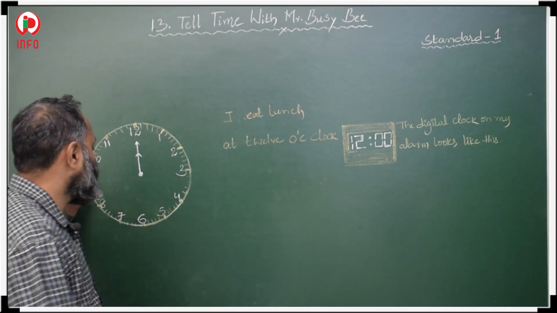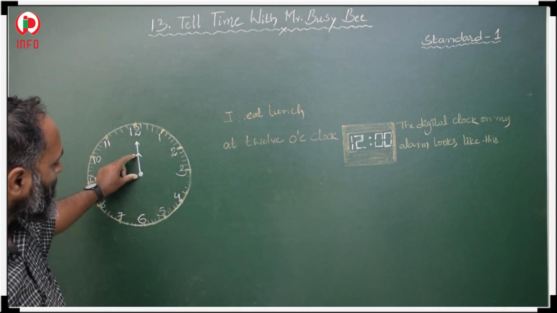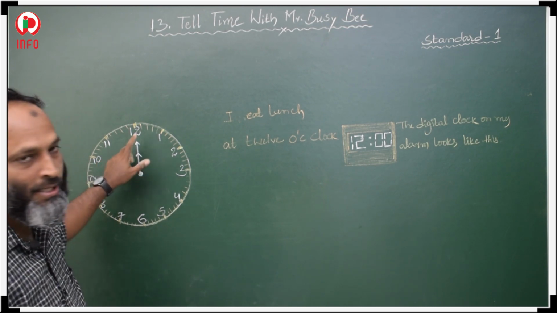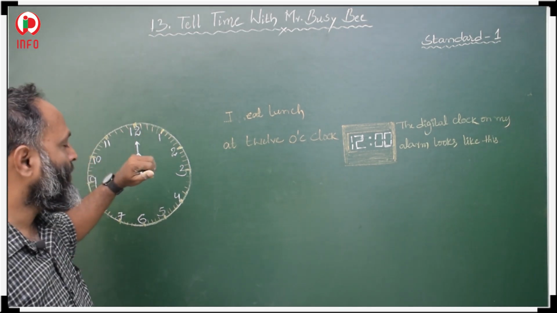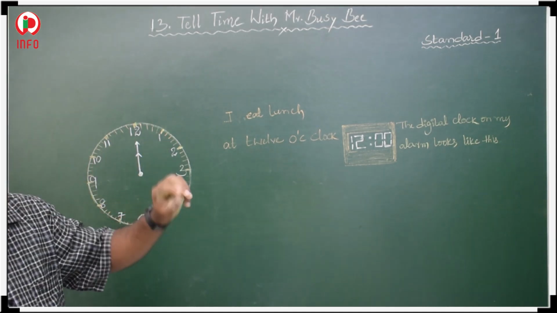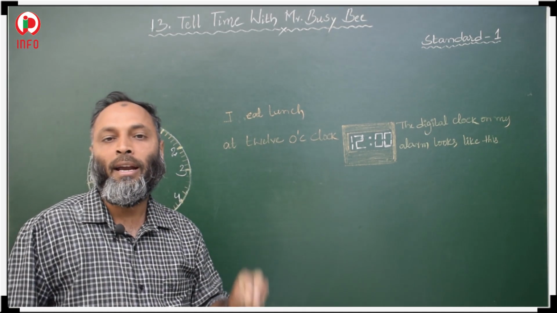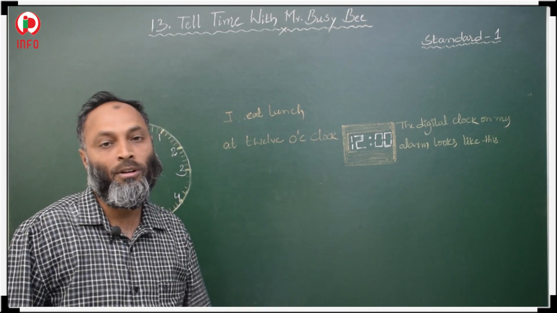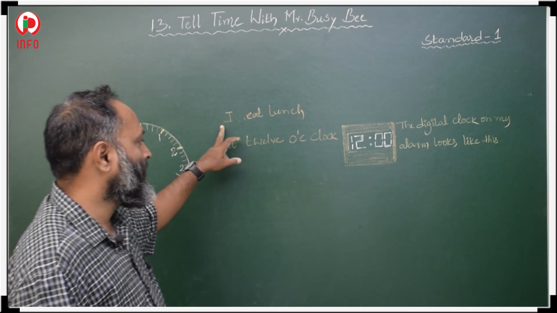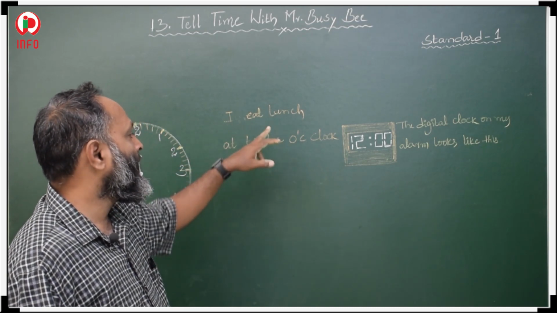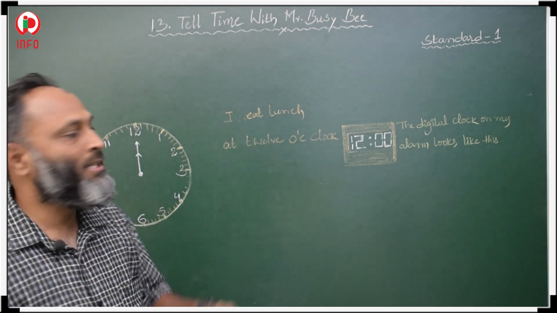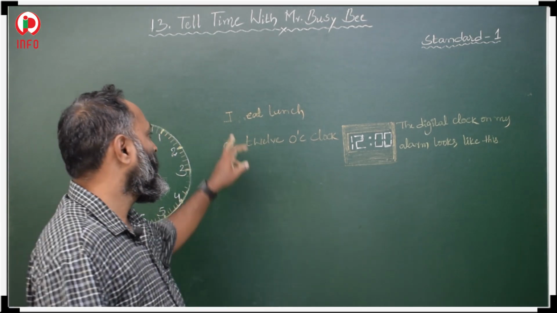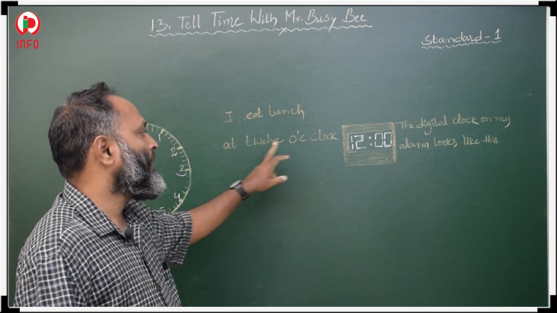Next, see in the clock, the short hand is pointing at 12 and the long hand, the minute hand, is pointing at 12. It means the time is 12 o'clock. If the minute hand and the hour hand are pointing at 12, then the time is 12 o'clock. The student is saying, I eat lunch at 12 o'clock. Small kids take their lunch at 12 o'clock in the noon. Okay.